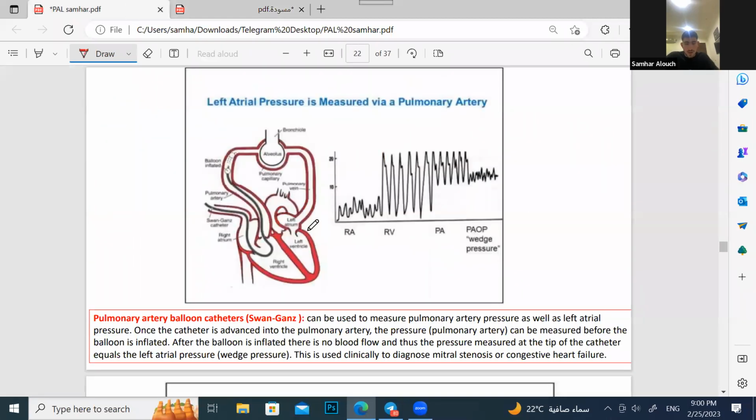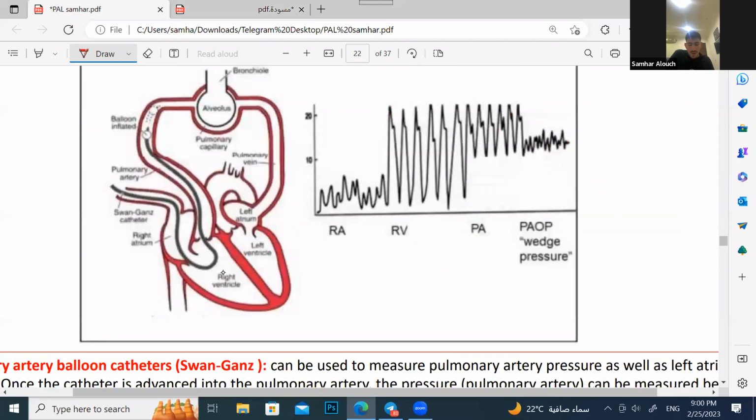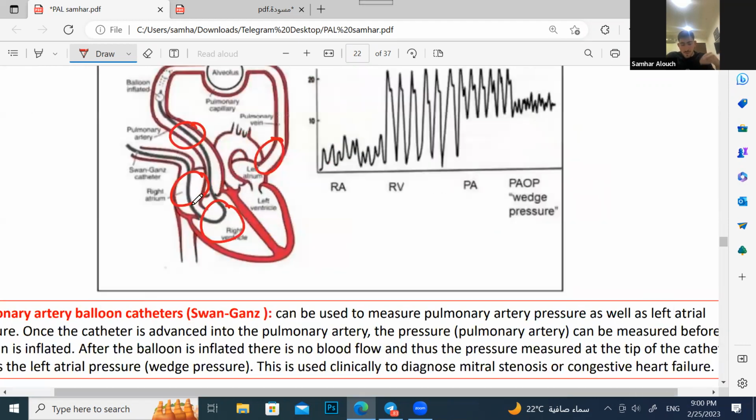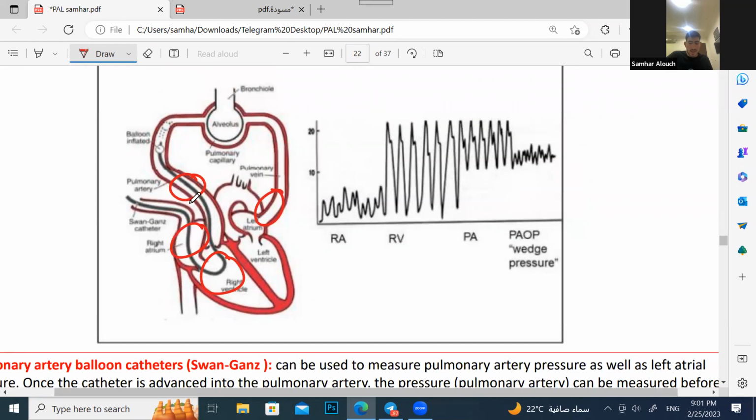Now we have our heart, and I want to measure the pressure in the right atrium, in the right ventricle, in the pulmonary artery, and in the left atrium. Okay, how will I measure it? I use something called pulmonary artery balloon catheters, Swan-Ganz. I put this in one of the veins that go to the right atrium, and it goes to the right atrium.